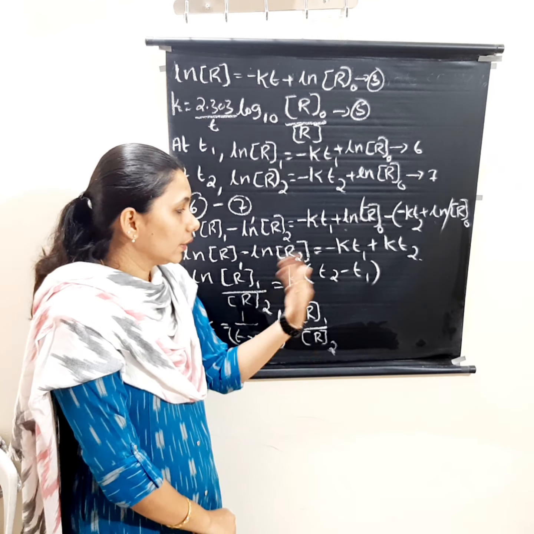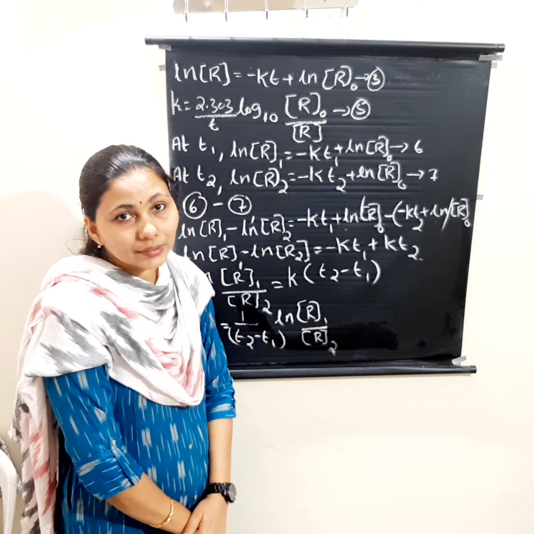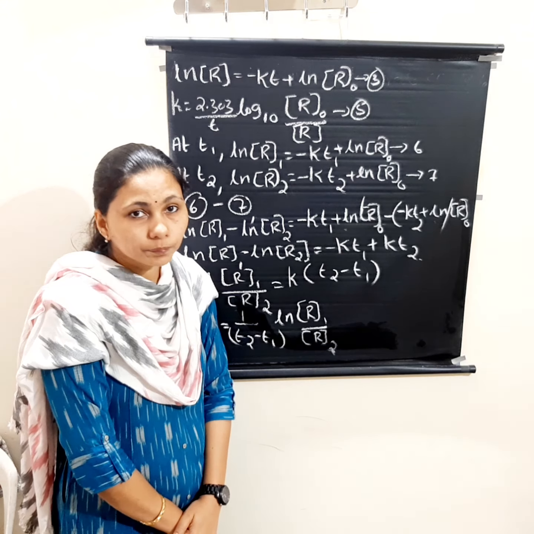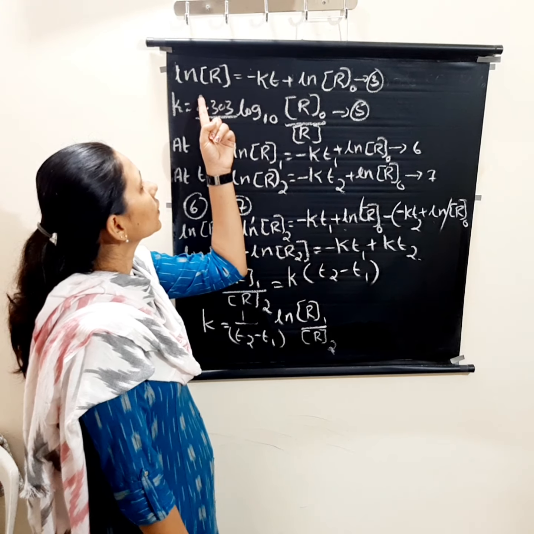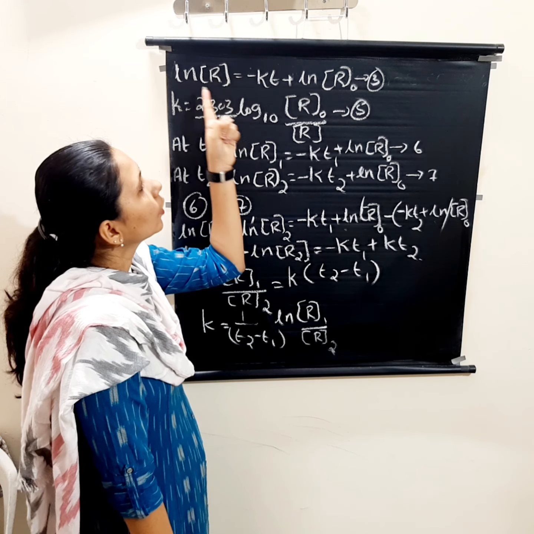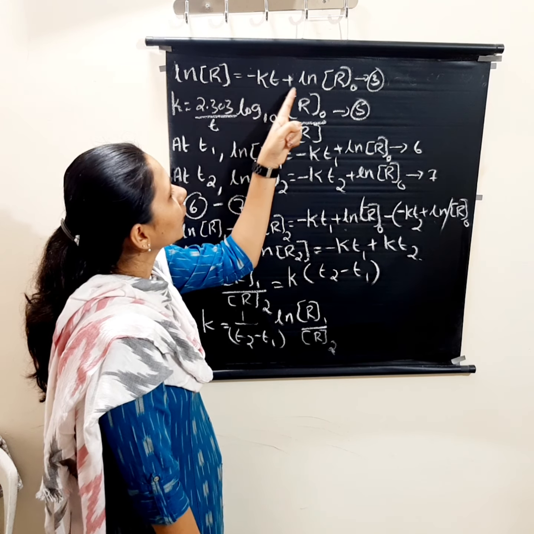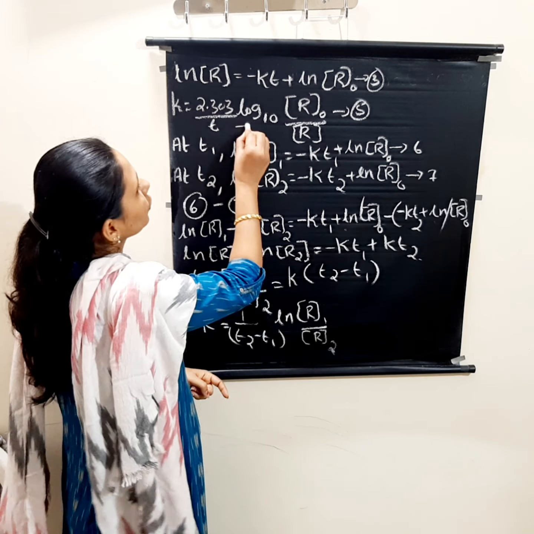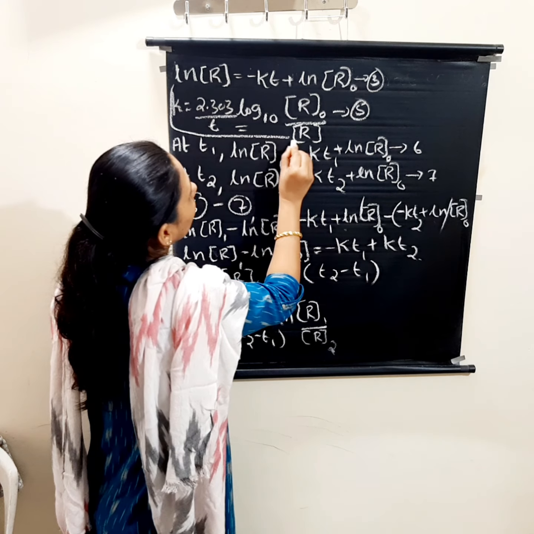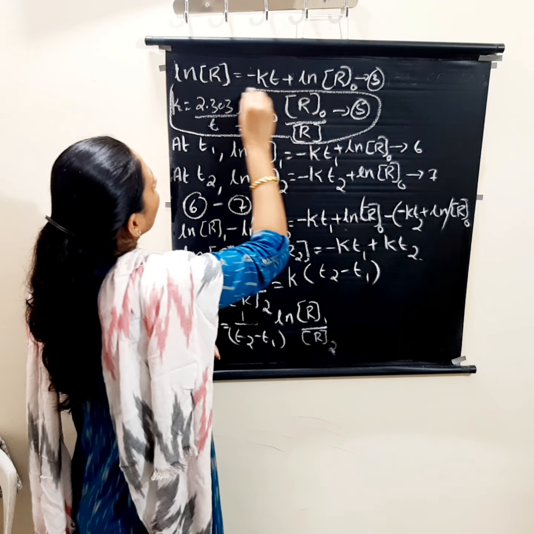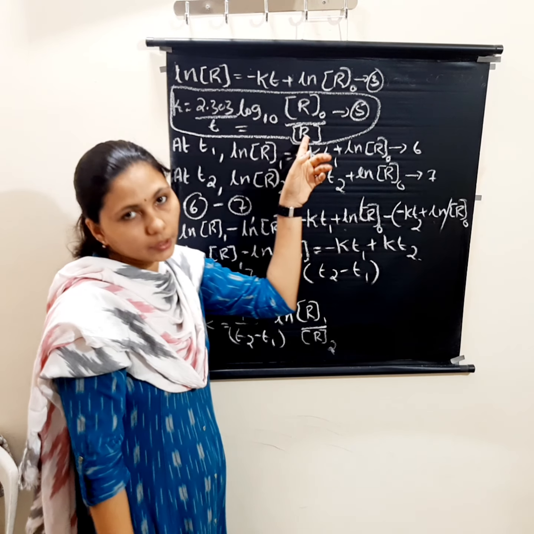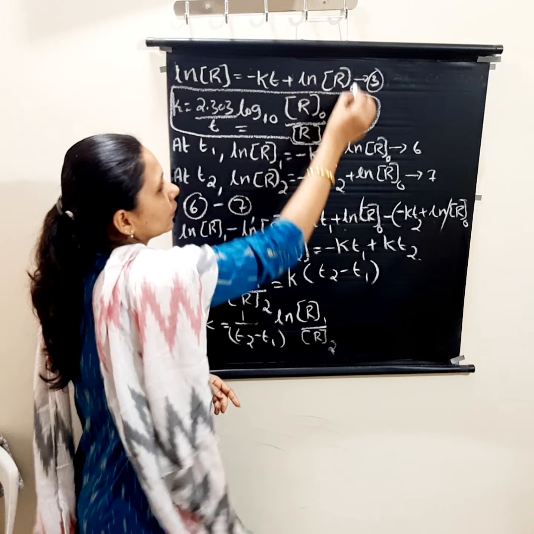Next we have to derive a different form of this equation, a different form of the rate equation for a first order reaction. We know equation 3: ln concentration of R equal to minus kt plus ln R0. And the integrated rate equation for first order reaction, k equal to 2.303 by t log R0 divided by R, we derived as equation 5.